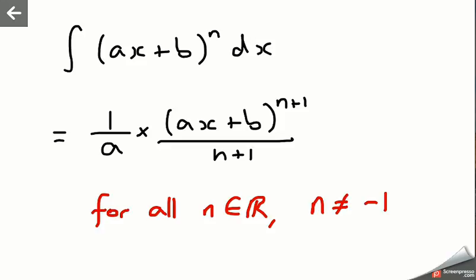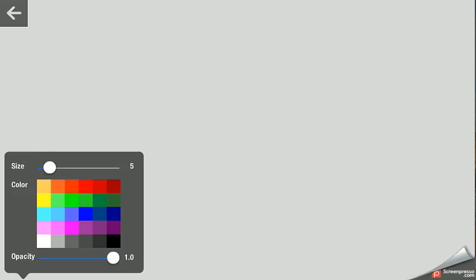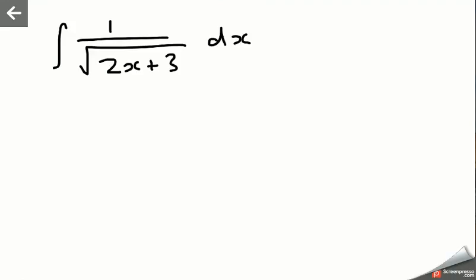Okay, let's do a quick example, and I'll do what looks like a hard one. The antiderivative of 1 divided by the square root of 2x + 3 dx. Well, square root is the same as to the power of a half. So what we've got is 1 divided by (2x + 3)^(1/2). But when you're dividing, it's the same as having a negative power. So this is equal to the antiderivative of (2x + 3)^(-1/2).